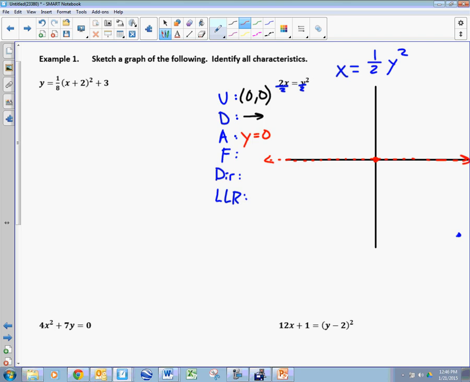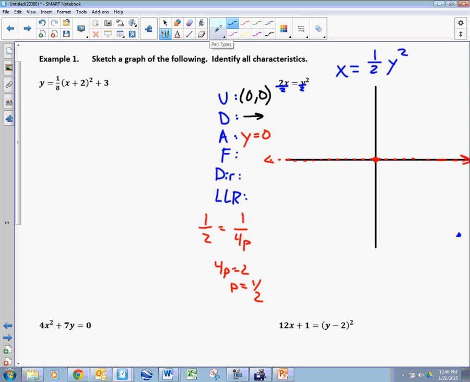In order to figure out the last three, I need to find what value? P. So I take a and set it equal to 1 over 4p. Cross multiply, 4p is 2. So p is 1/2. So a lot of people at this point are like, okay, so what's the location of the focus? Well, instead of figuring that out, just graph it first and then decide.